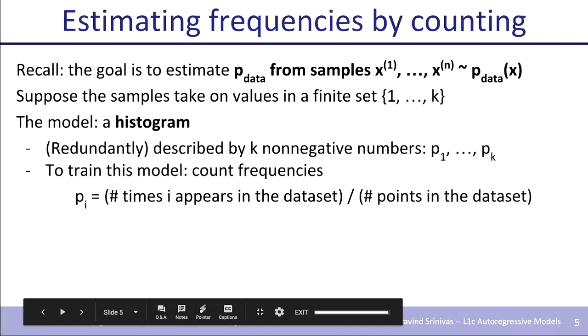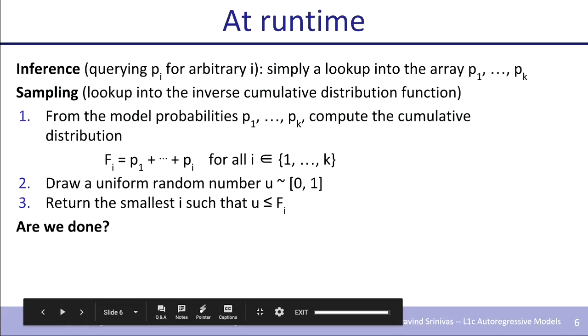Recall that we want some things out of likelihood-based generative models. We want them to be useful. We want to be able to sample from them, and we want to be able to evaluate the probabilities. So if I give you an arbitrary x, or in other words, some i, some number between 1 and k, you should be able to query the model for the probability of that. Can you do that? Yes, it's very easy to do. You just return p sub x. This is just an array of numbers stored inside your computer.